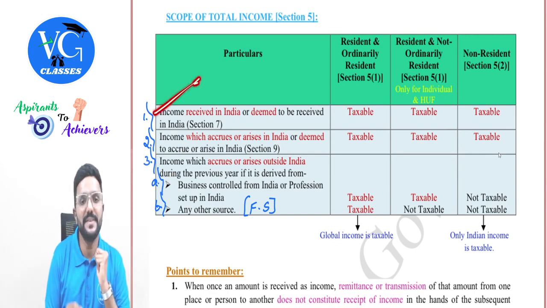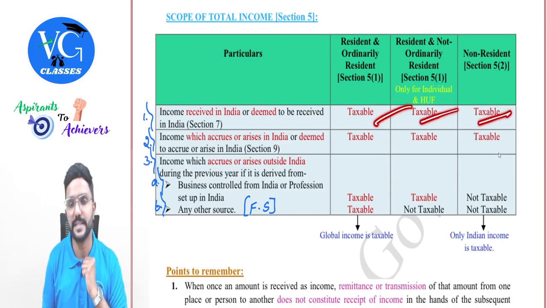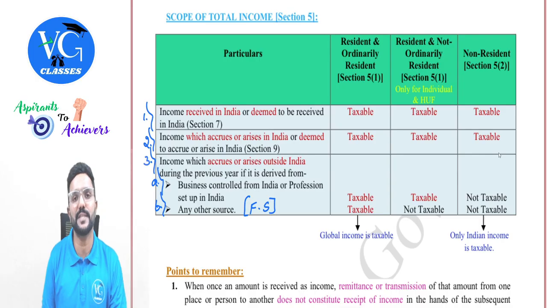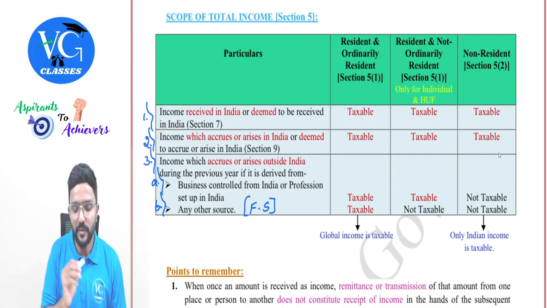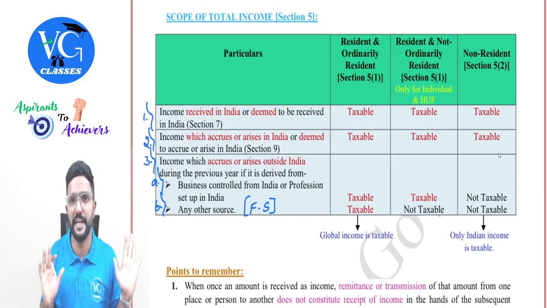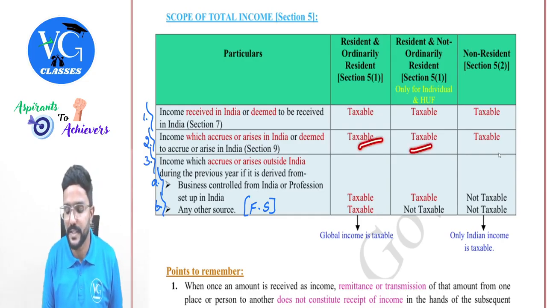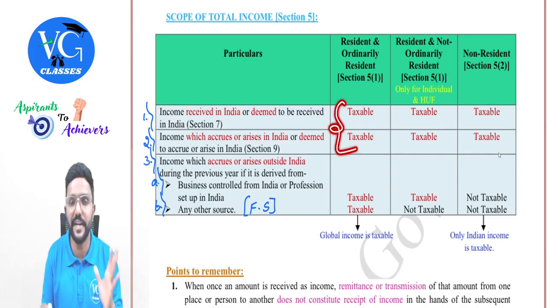If income is received in India or deemed to be received in India, it is always taxable, guys. Irrespective of the residential status of a person, it is always taxable. Then, an income which is earned in India, the term they have used here is which accrues or arises in India or deemed to accrue or arise in India. In simple terms, which is earned in India, it is always taxable. We actually call these two as Indian income. Actually speaking, these are the two Indian income.